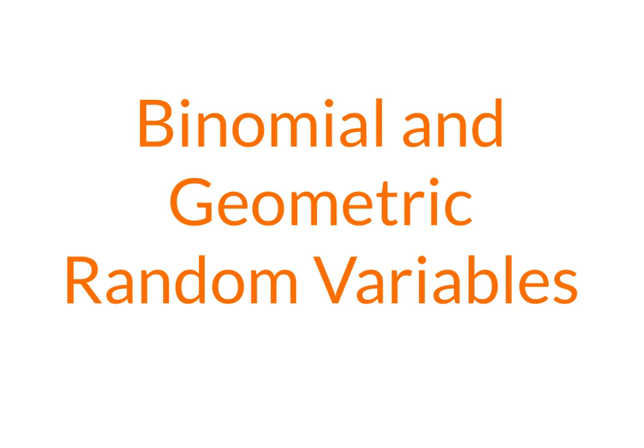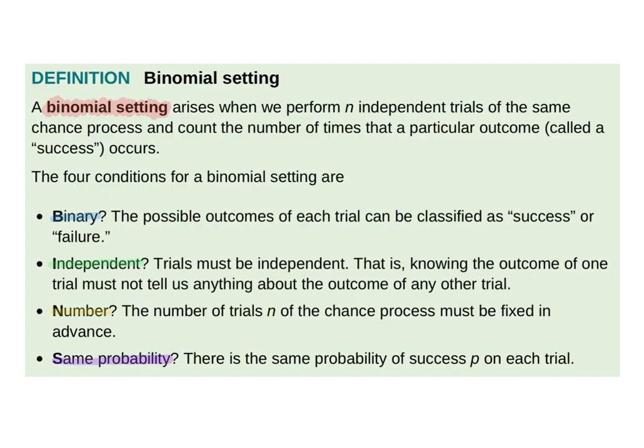In this video, we're going to talk about binomial and geometric random variables. First up, let's talk about something called a binomial setting. That arises when we perform some n number of independent trials of the same chance process and count the number of times that a particular outcome occurs, and we call that particular outcome a success.